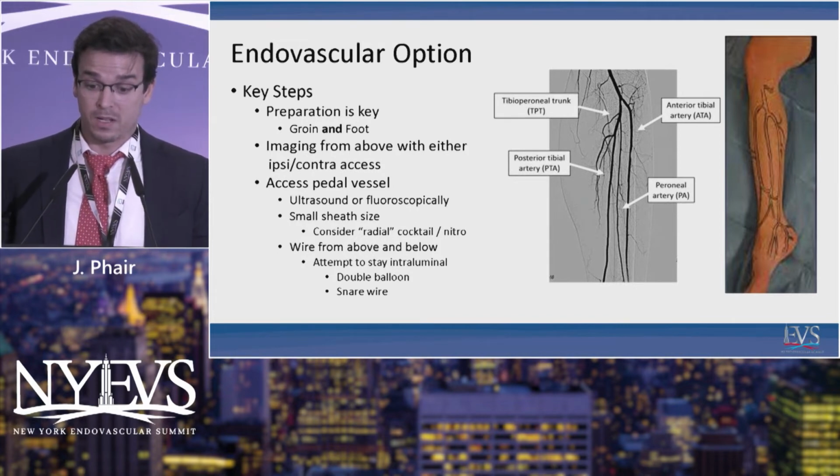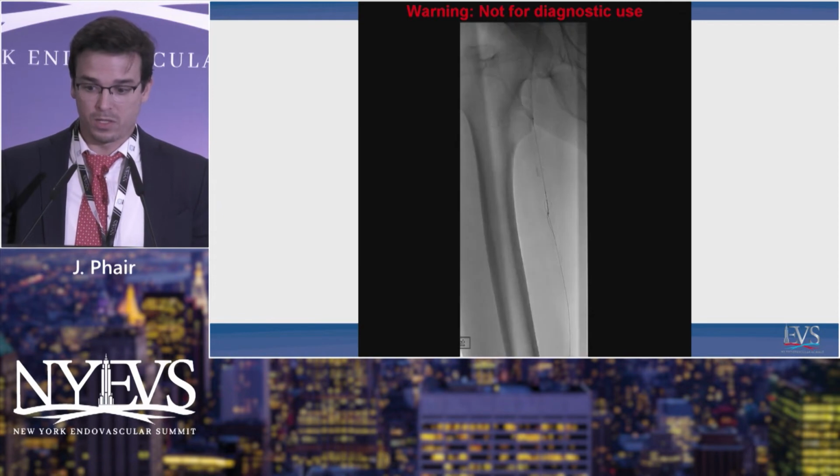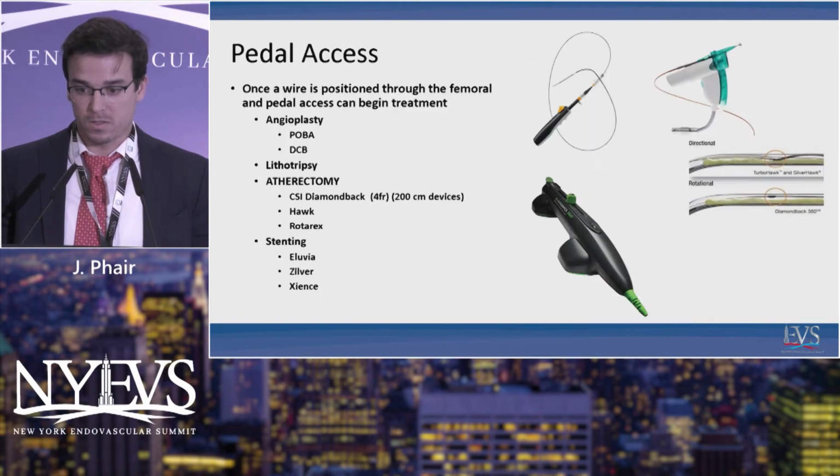I attempt to stay intraluminal and snare the wire from above. So this is some imaging of me snaring the wire and pulling through from the sheath for through-and-through access in a classic SAFARI way. And then once we're across the lesion, we're ensured that we're intraluminal. It's dealer's choice. You could do plain old balloon angioplasty, DCB, lithotripsy with Shockwave, or atherectomy.